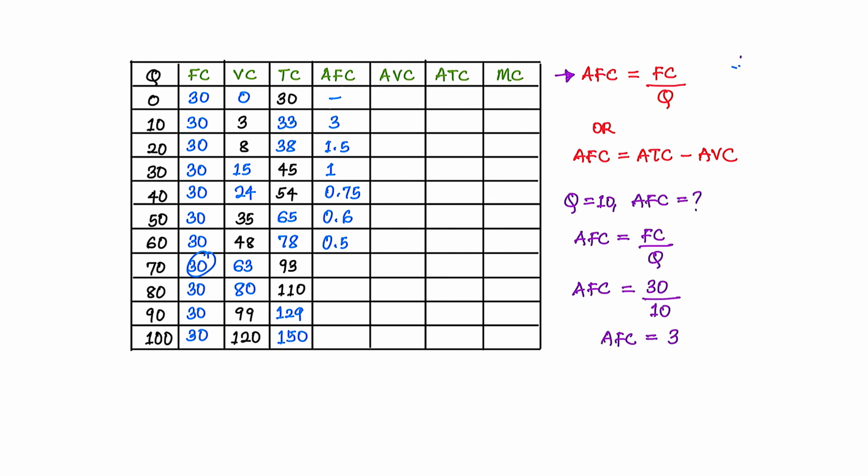Next, 30 divided by 70. That will give us a value of 0.43. Next, 30 divided by 80. That will give us a value of 0.38.